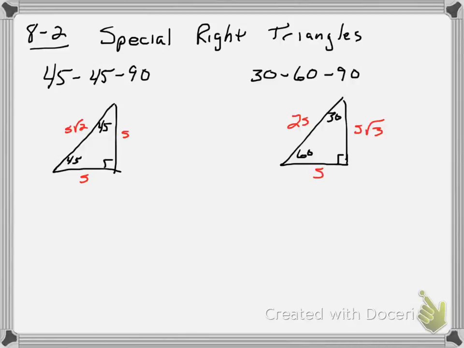A2 is about special right triangles. There's two types of special right triangles, 45, 45, 90 and 30, 60, 90. And those are, of course, the measures of the angles. Okay, now as you can see, they've diagrammed the triangles for you, but what I like to do is set up two charts.